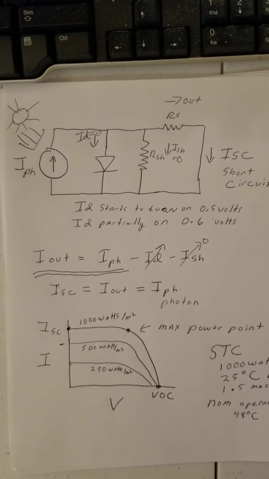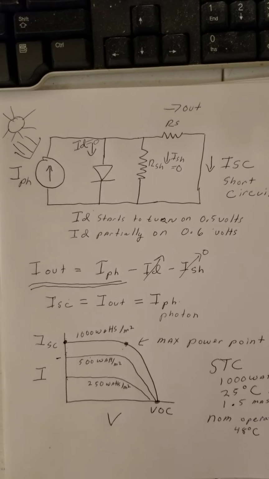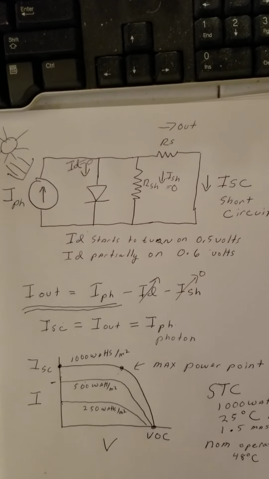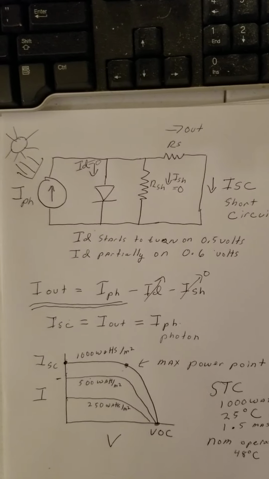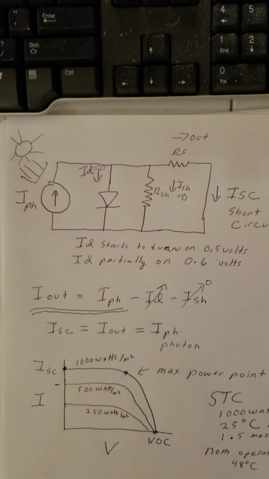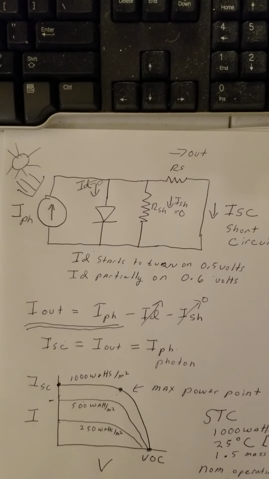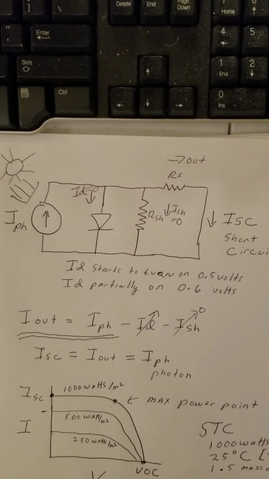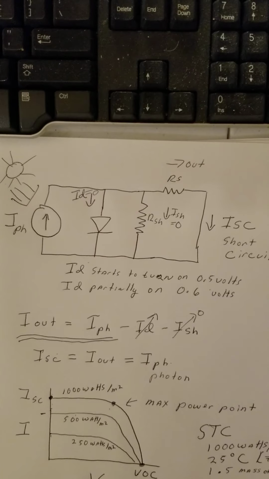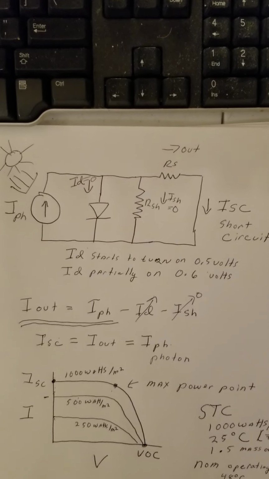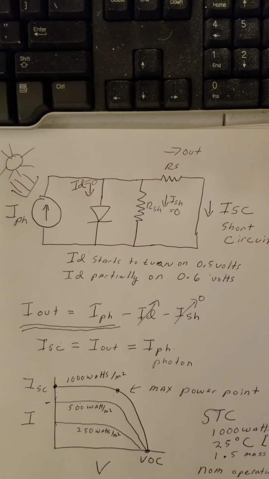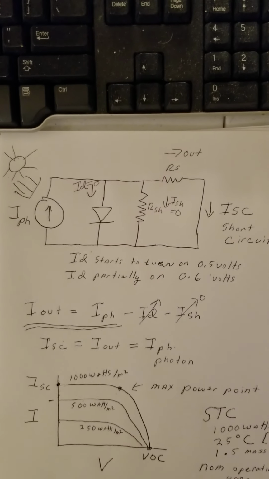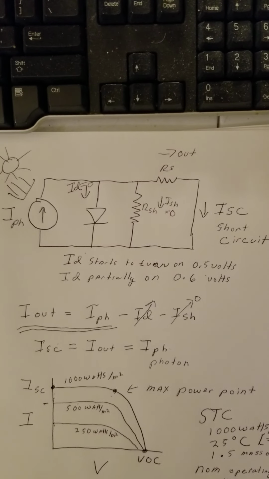Alright, we're back to a solar cell, a simple circuit for a whole solar panel. Here I'm showing the ideal current source, the diode model, a shunt resistor, and a series resistor. And we're going to explore the parameter of ISC, or short circuit current, for a solar panel.